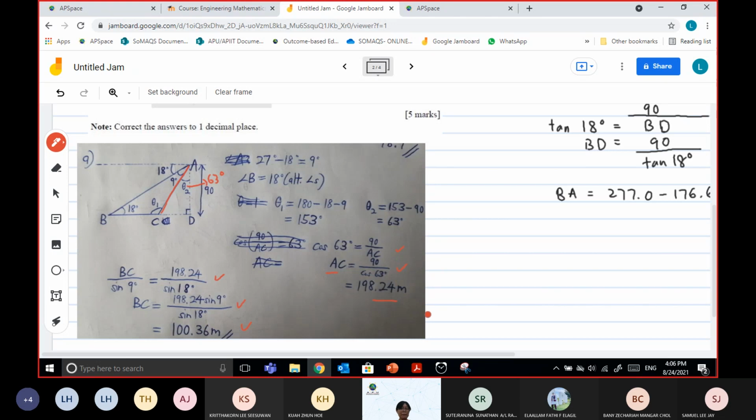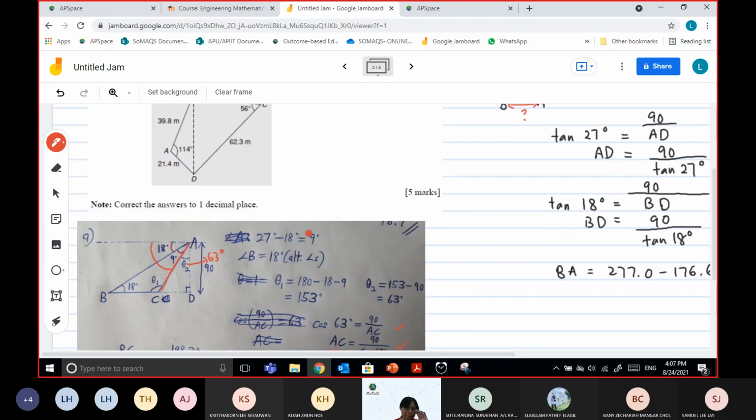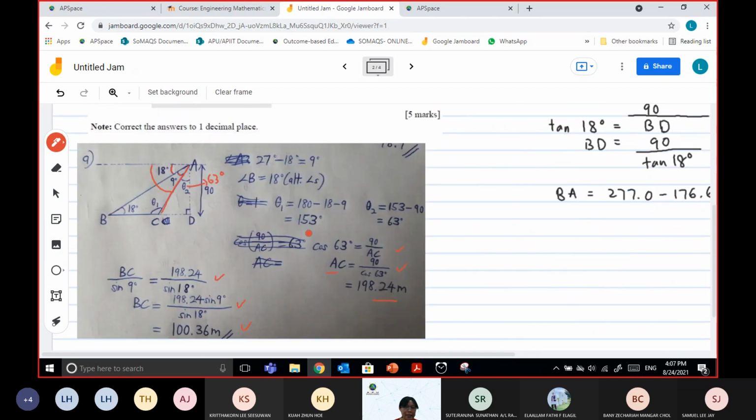Yep, the method is correct. So you all know how to find the degree of the 9, right? Because from here to here is 27, and here is 18. Then you just take 27 minus 18, then you get 9 over here. So this one is also quite simple. Is that clear, students? So there are multiple ways.